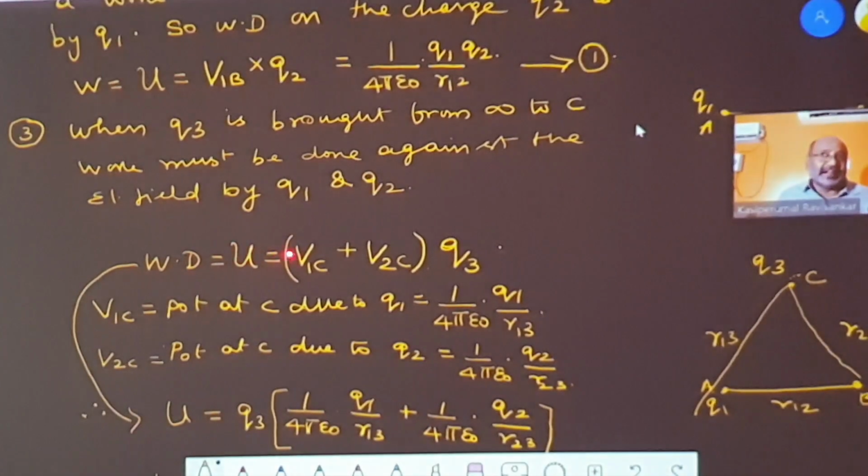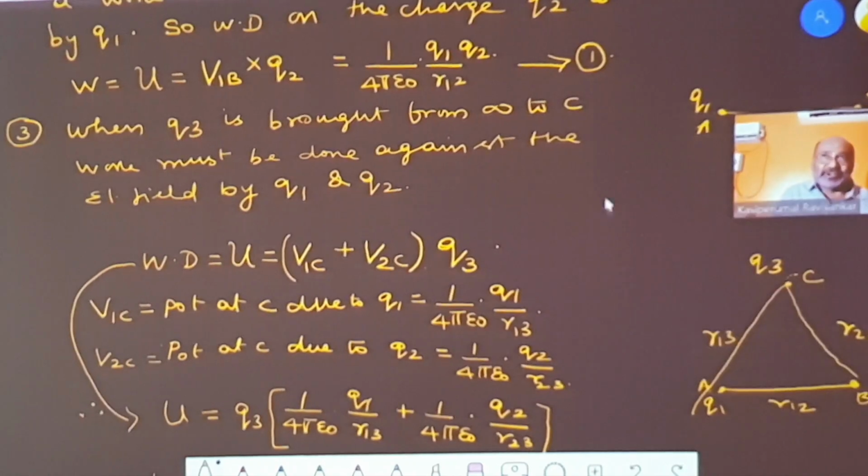So that work done is the total potential at C due to Q1 and Q2, that is V1C plus V2C, multiplied with the moved charge Q3. What is V1C? It is the potential at this point C due to Q1. What is V2C? Potential at this point C due to Q2. So potential is 1 by 4 pi epsilon 0 Q by R. So V1C and V2C are being written here.